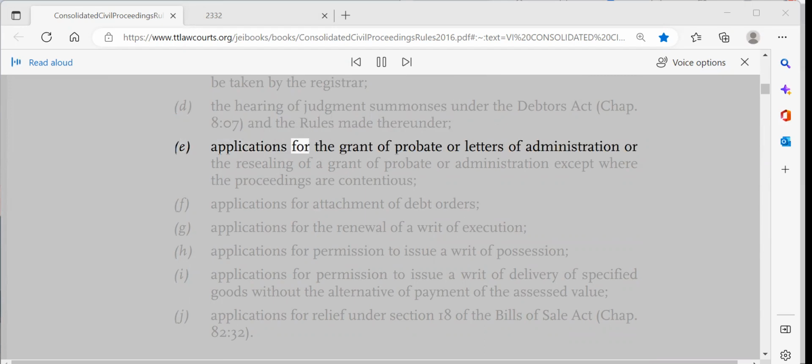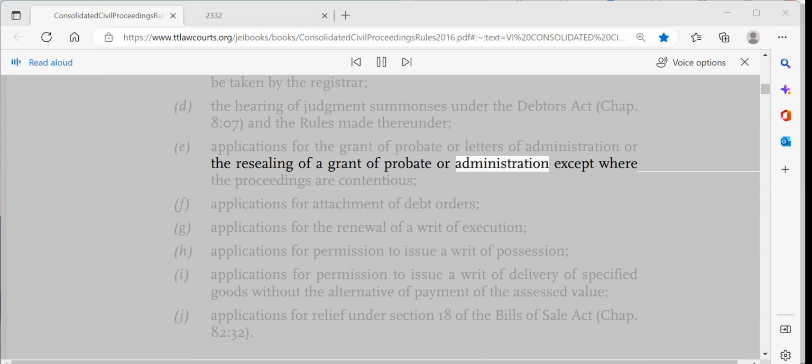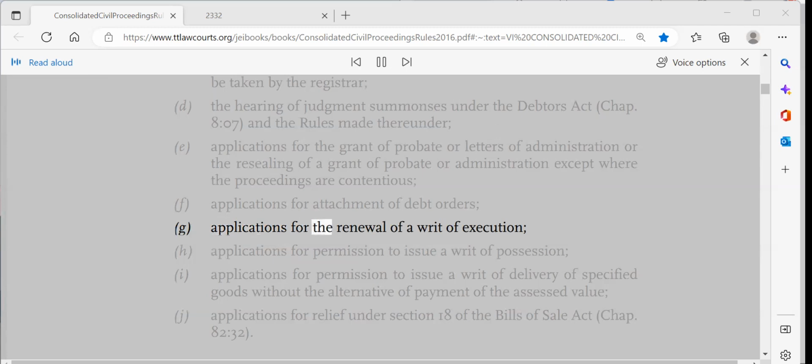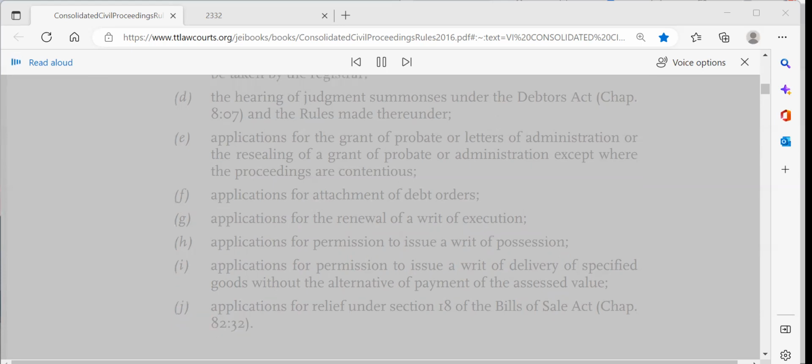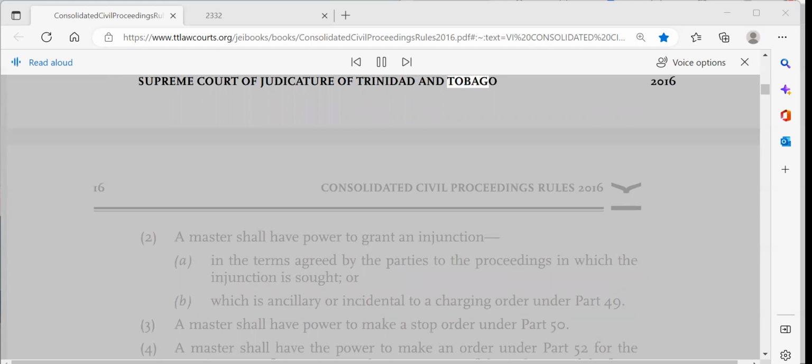E. Applications for the grant of probate or letters of administration or the resealing of a grant of probate or administration except where the proceedings are contentious. F. Applications for attachment of debt orders. G. Applications for the renewal of a writ of execution. H. Applications for permission to issue a writ of possession. I. Applications for permission to issue a writ of delivery of specified goods without the alternative of payment of the assessed value. J. Applications for relief under Section 18 of the Bills of Sale Act, Chap. 82:32. Supreme Court of Judicature of Trinidad and Tobago, 2016.